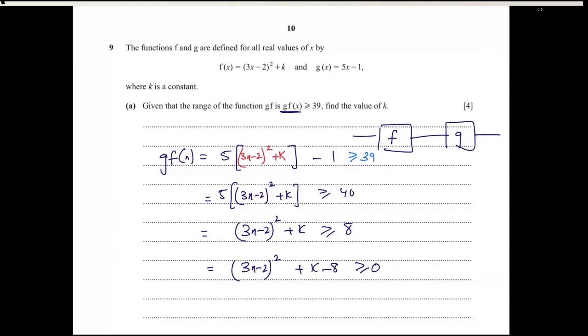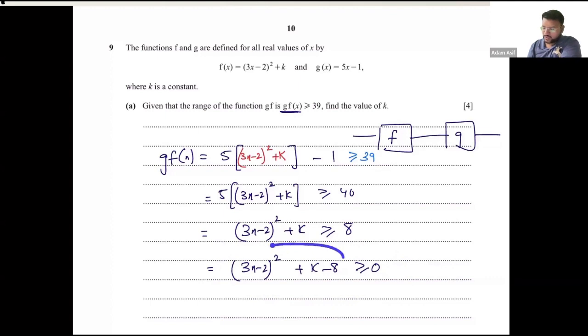Completing square form. Perfect square form or completing square form. Okay. Now, would you agree? To find the range of gf of x, it's a quadratic function.